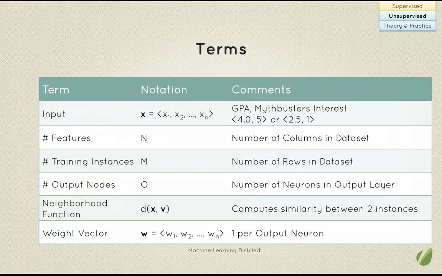These are the terms that we'll be using in this lesson. Again, we'll have our input instances x, a vector of n dimensions. That means there are n features. We'll also get to choose a number of output nodes, and this is going to be the resolution of the map that we create. We'll also need to define a neighborhood function, which looks like a distance function, that computes the similarity between two instances. Lastly, we'll have a weight vector where there are the same number of weights as output neurons.